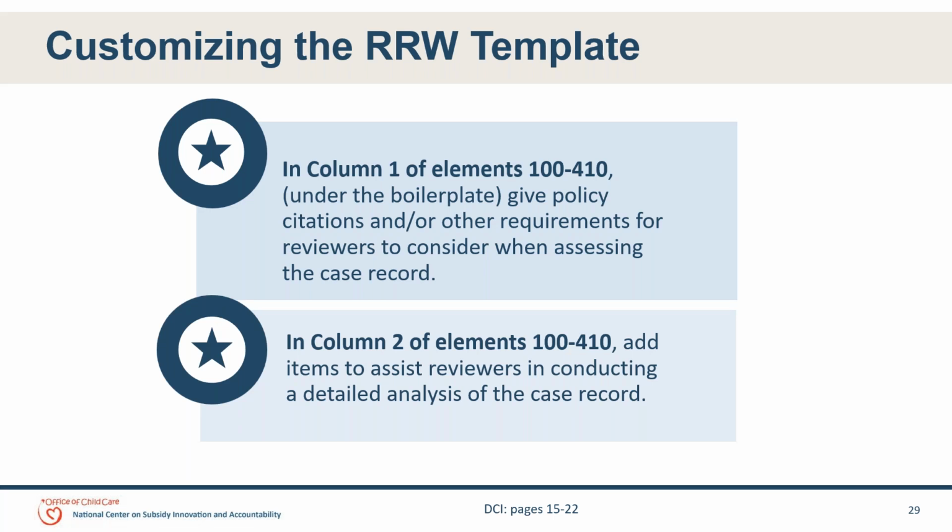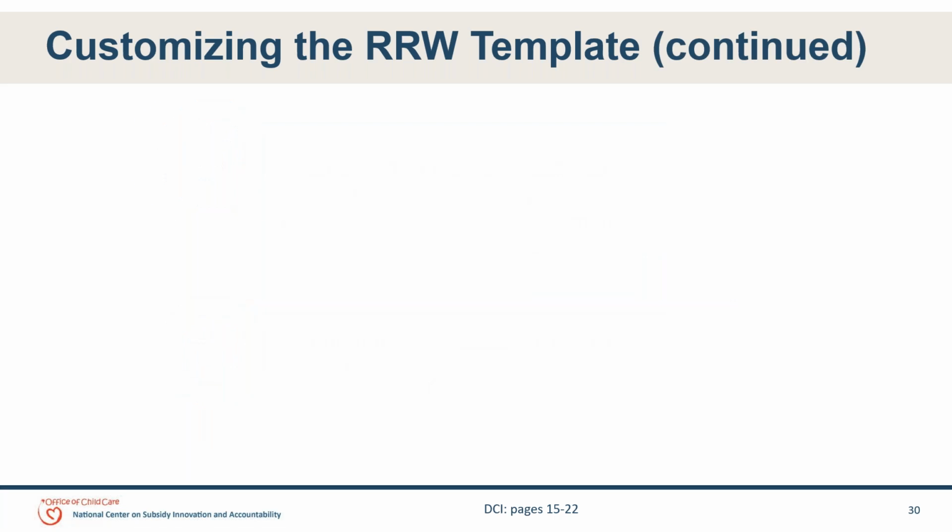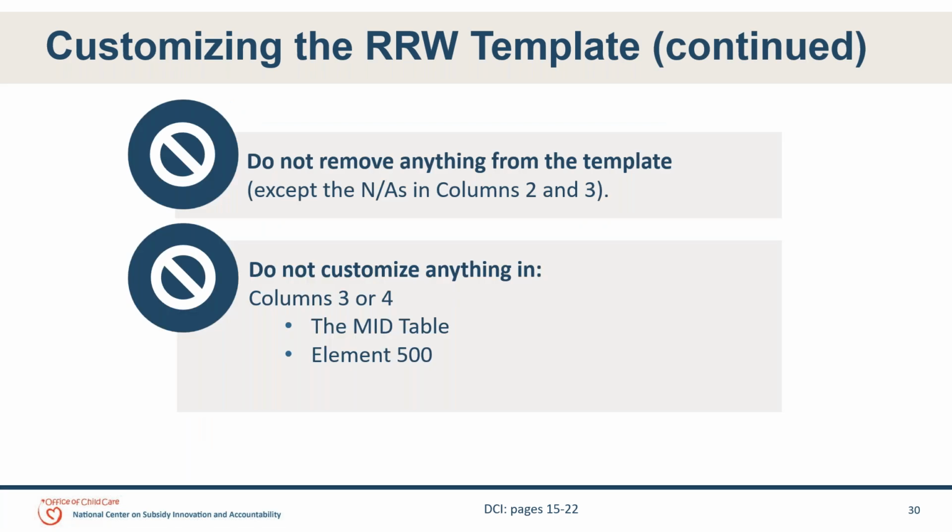In column 2 of elements 100 through 410, you'll add items that reviewers will complete to analyze the case record. You won't be removing anything from the template, and you will not be customizing anything in columns 3 or 4 throughout the worksheet. You won't be customizing anything in that mid table that I mentioned, and you will not be customizing anything in element 500.